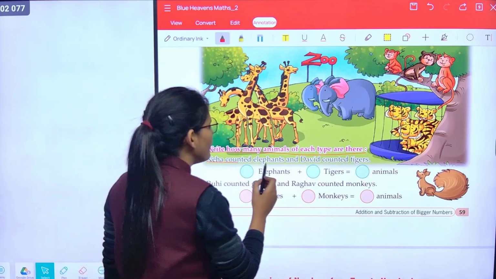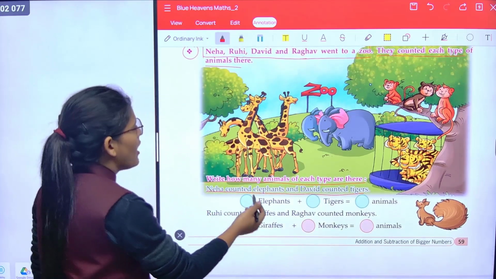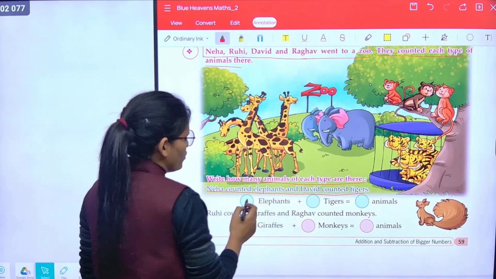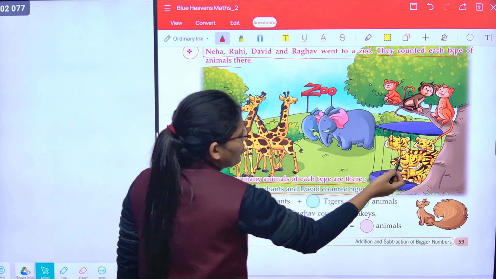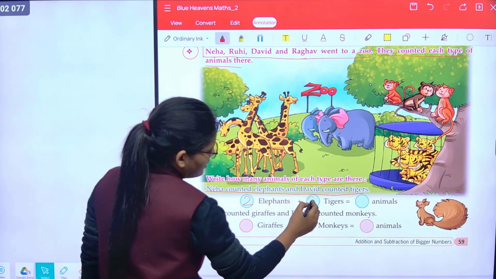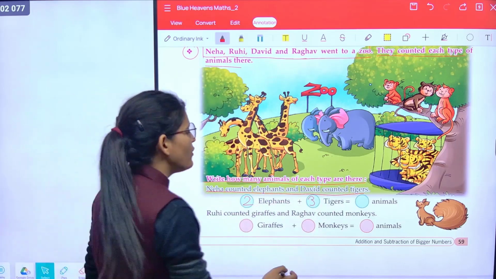Neha counted elephants and David counted tigers. See, count the elephants. 1, 2. 2 elephants. Now tigers. 1, 2, 3. 3 tigers are there. Now total animals, 2 plus 3 is equal to 5 animals.